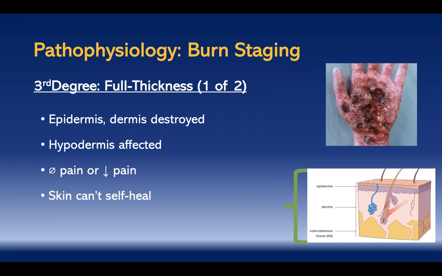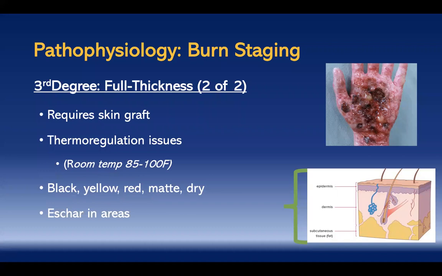So the epidermis and the dermis are completely destroyed, and the hypodermis or the subcutaneous tissue is affected. And these patients will have either no pain or very little pain because the nerve endings that allow for pain sensation have been burned away in the dermal layer. And because those skin cells that regenerate new skin have been burned away, the skin cannot self-heal, and this patient will require skin grafts.